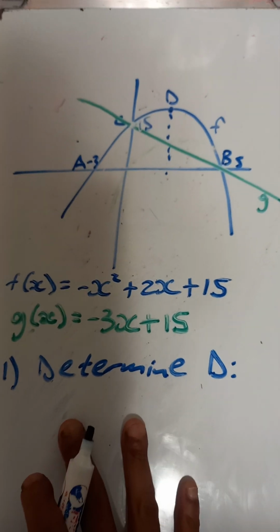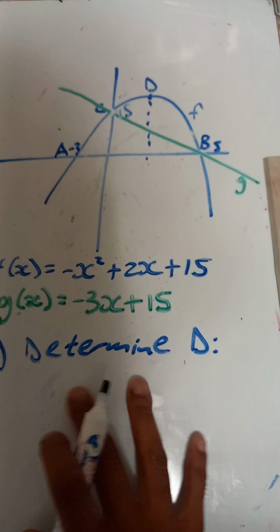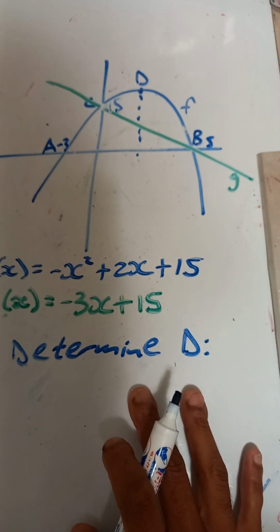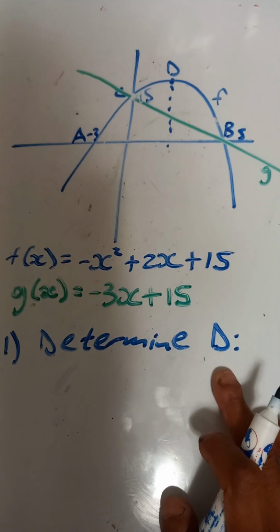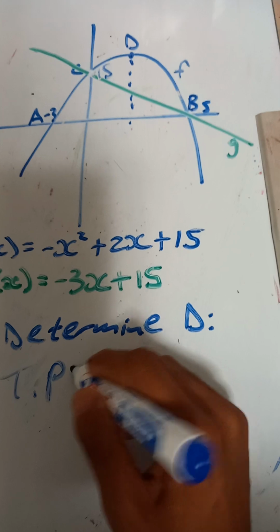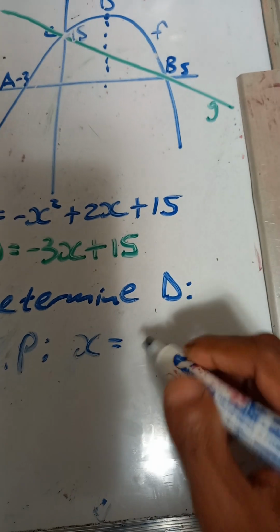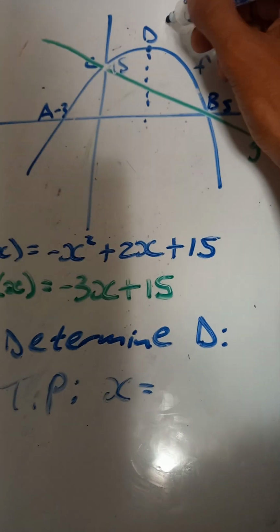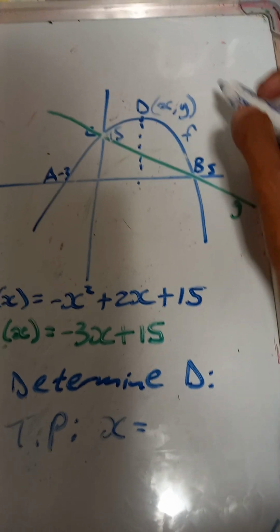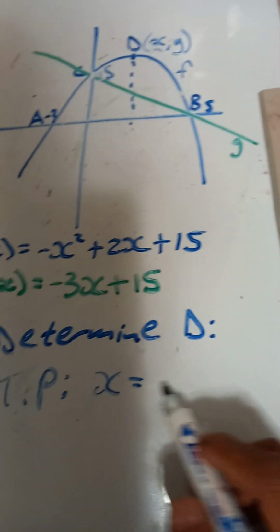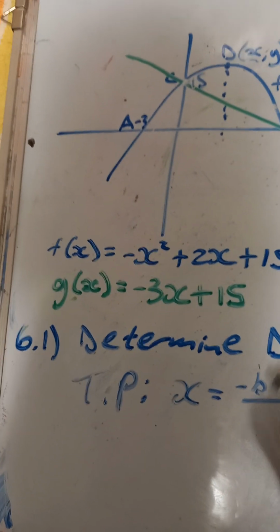Okay, but let's answer this question. This question asks, determine D. I shortened the question. It said determine the coordinates of D, which is the turning point of the sad face. So D is the turning point. To find the turning point, you're in grade 11, so you have a formula that is given to you to find that x value at the turning point. Remember, this is a coordinate, an x and a y coordinate. To find that x value, this is the formula you need to remember: x equals negative b over 2a.